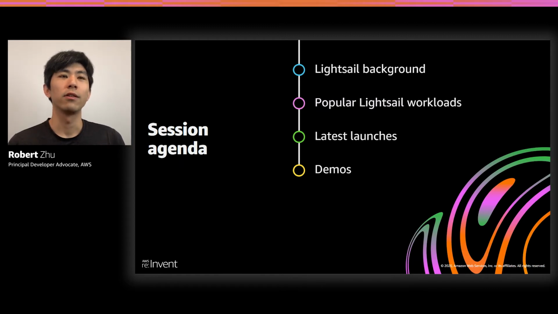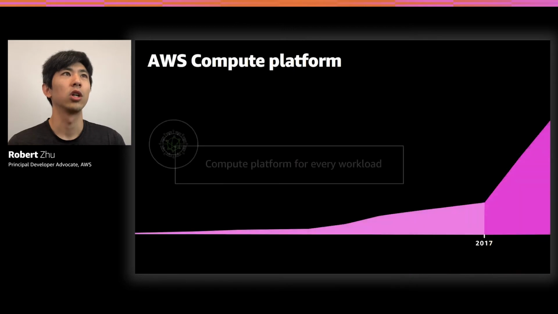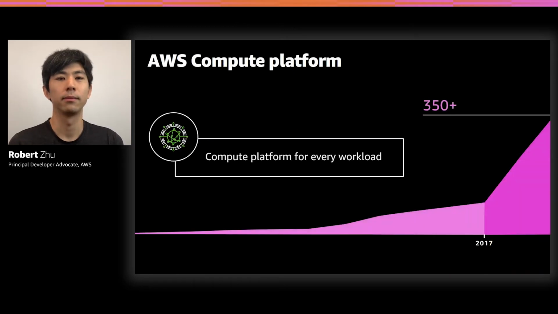Now, in order to understand Lightsail as a product, we have to go back in time a little bit and understand more generally the AWS compute platform. The AWS compute platform has over 350 different instance types because we have customers that span every imaginable industry and every business segment at every size. And we need to have custom tailored solutions for all varieties of workloads.